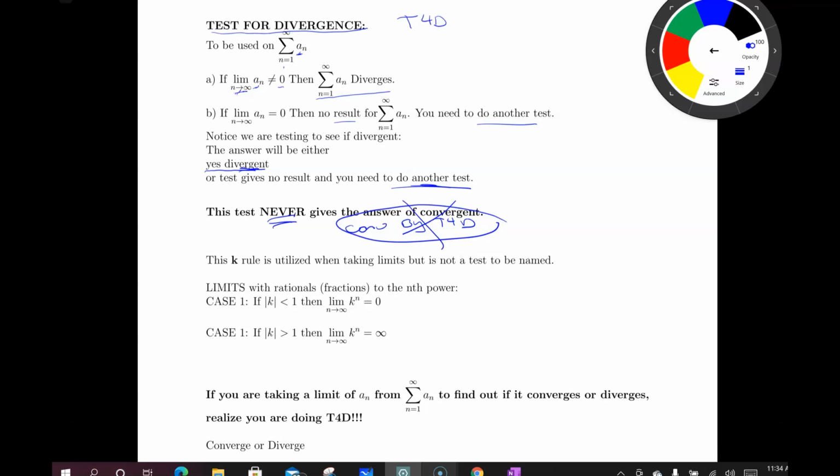All right, so this K rule, I'm just going to call it the K rule, is when you're taking limits of numbers to the nth power. And so I just want you to know it. I mean, you don't have to refer to it. This is just something I want you to know. If that number's absolute value is smaller than 1, you get a limit of 0. If the number's absolute value is bigger than 1, you get a limit of infinity.